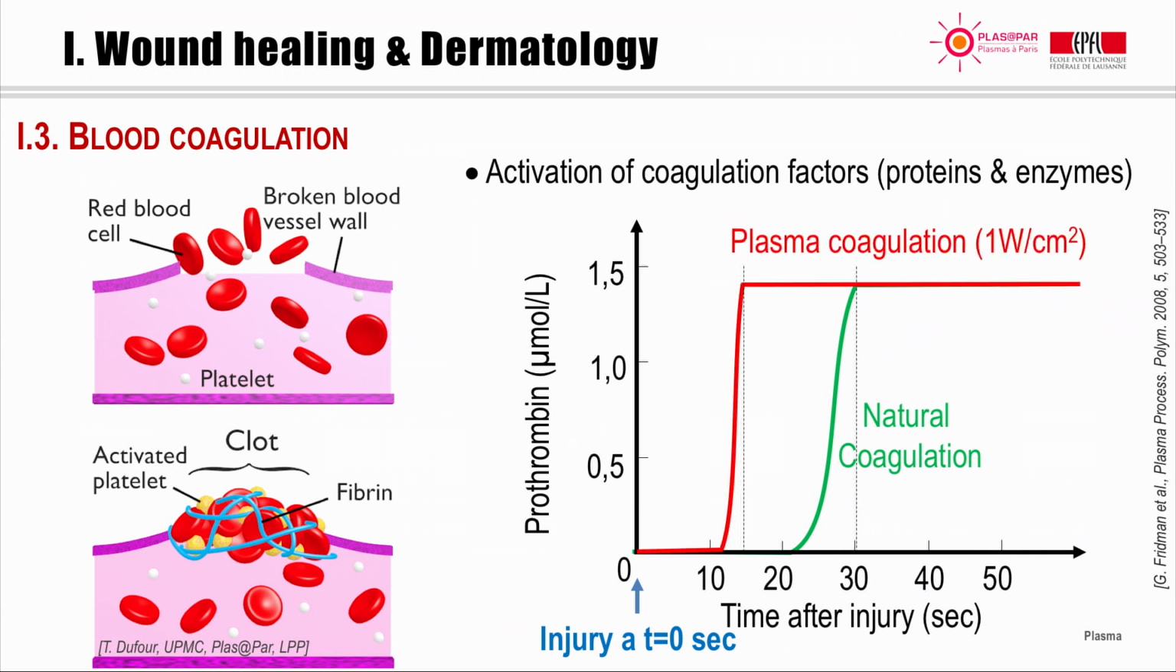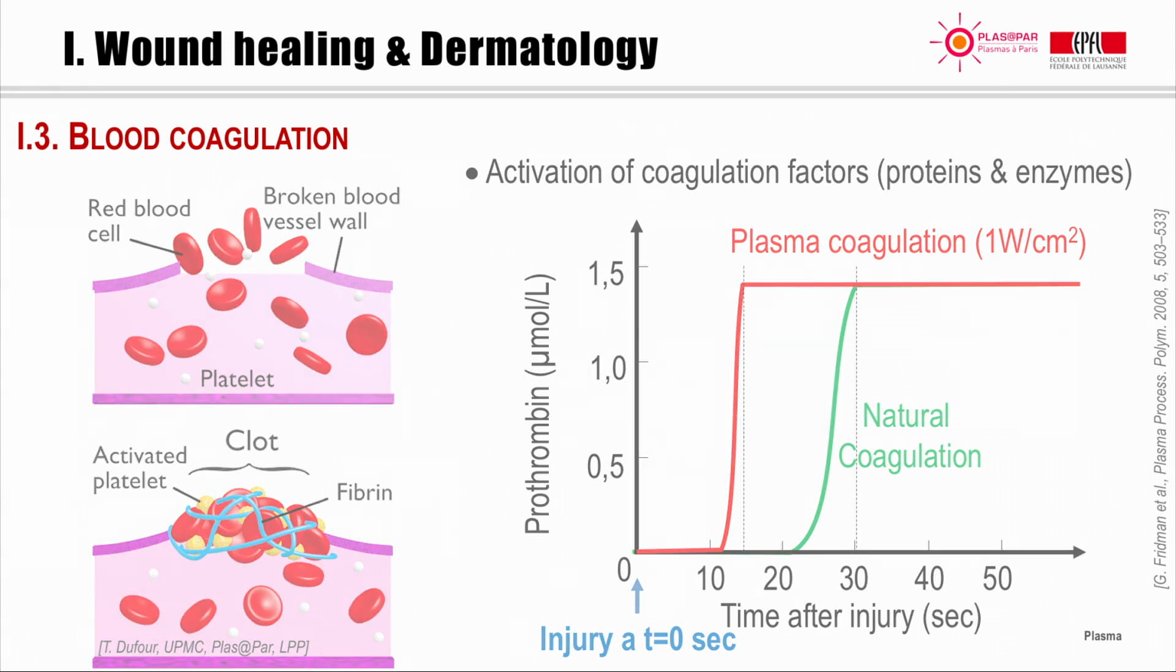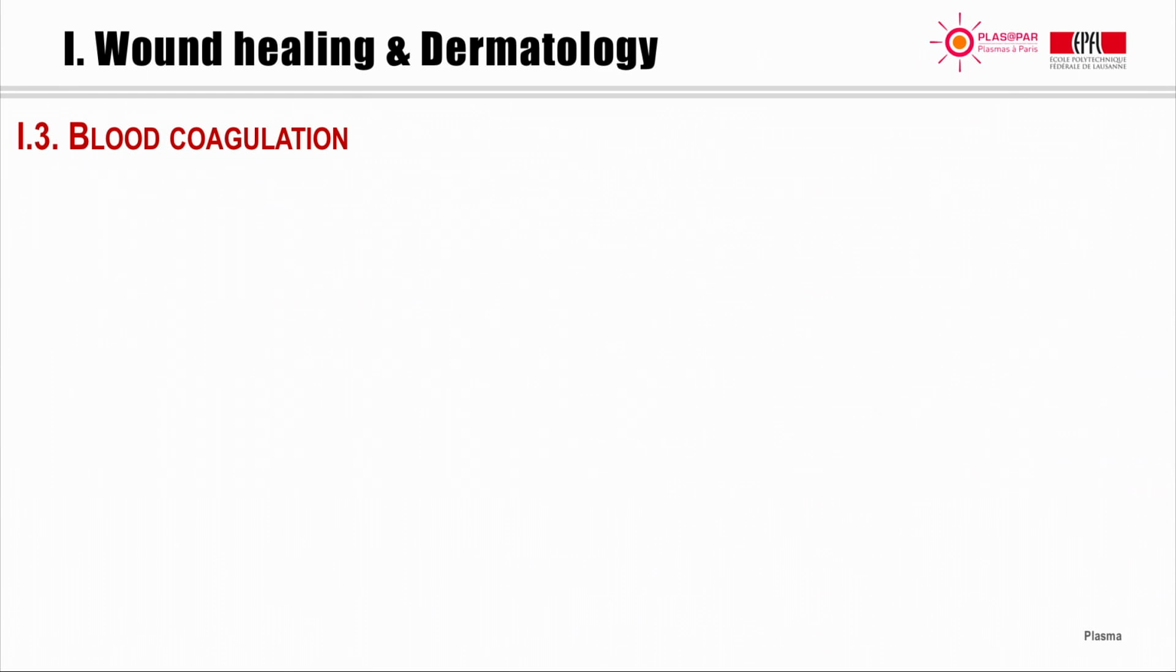Now, if the same injury is exposed to the cold plasma, one can clearly observe that the same plateau of prothrombin is reached, but in a twice shorter time lapse, only 15 seconds instead of 30 seconds. Therefore, the plasma treatment does not permit to reach a higher prothrombin concentration, but at least it can catalyze its production rate.